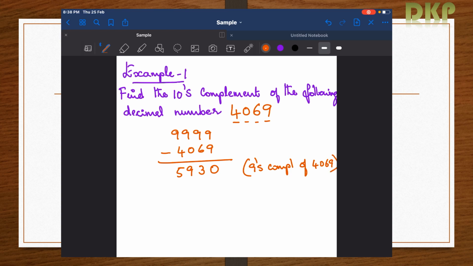Now in order to find the tens complement, you have to add 1 to this. Therefore you will get 5931. This is the tens complement of 4069.